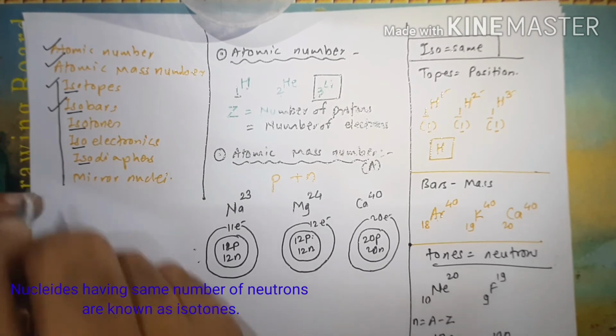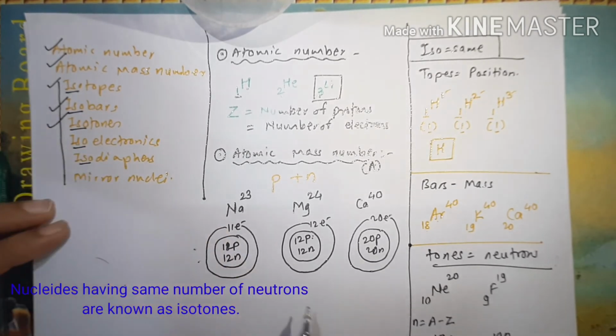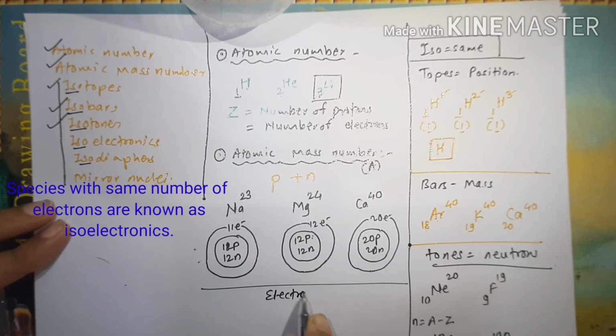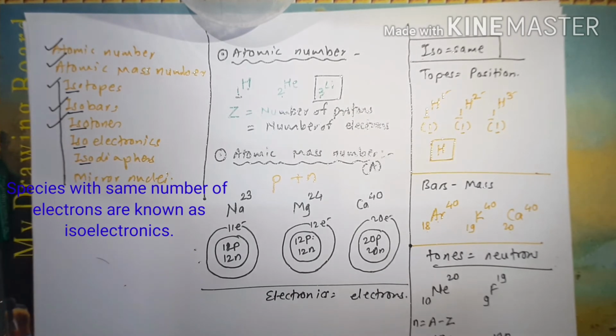After isotones, the next term is isoelectronic. Iso, we know, means the same. So what are isoelectronic species? Isoelectronic species are those species having the same number of electrons.